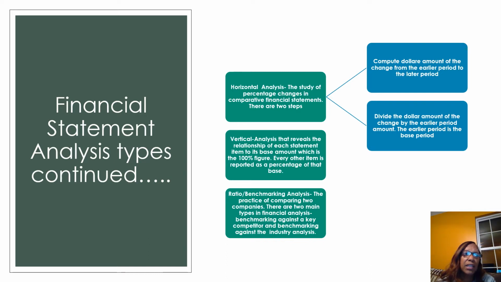The vertical analysis is what reveals the relationship of each statement item to its base amount, which is the 100% figure. Every other item is reported as a percentage of that base. And then finally, the ratio or benchmarking analysis. It's the practice of comparing 2 companies. There are 2 main types in financial analysis: benchmarking against a key competitor and then benchmarking against whatever industry that particular business is in.